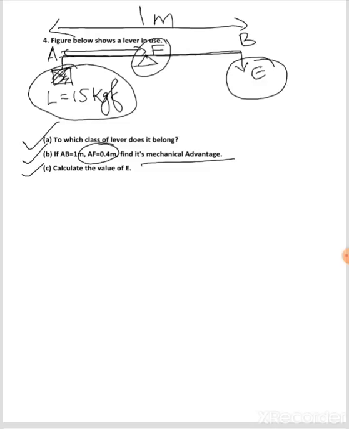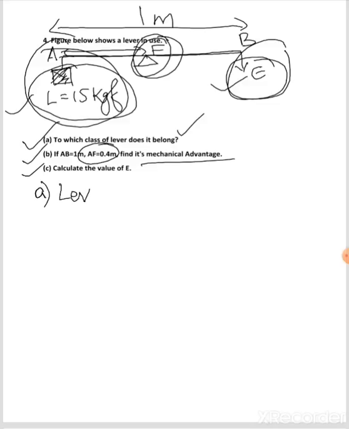The first one is, to which class of lever does it belong? Here you can see that this side is my load, and here I have effort, and in between load and effort I have the fulcrum, the point through which the lever rotates. So the fulcrum is lying between the load and effort. Such a lever is called a class 1 lever. So number A, this lever belongs to class 1.